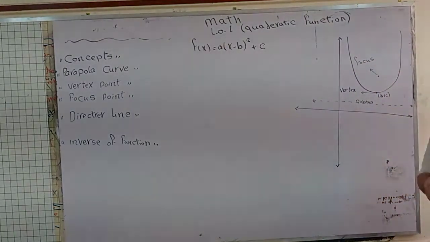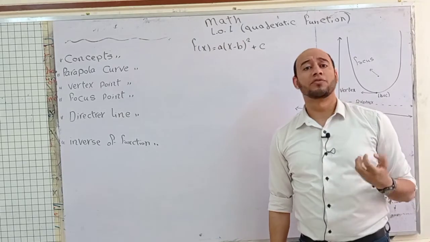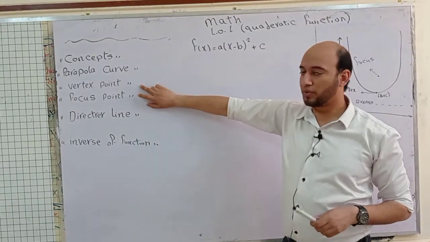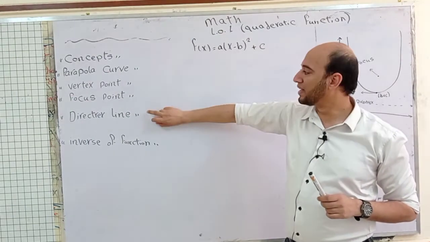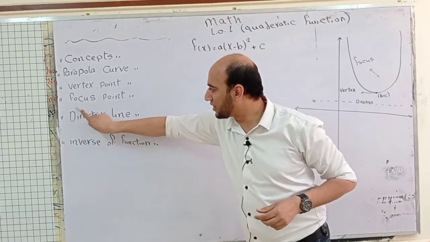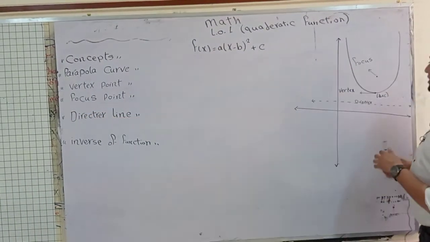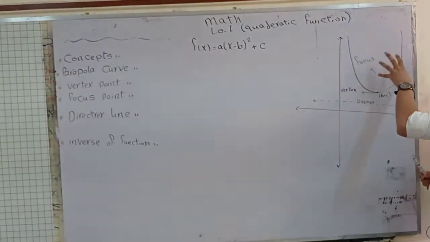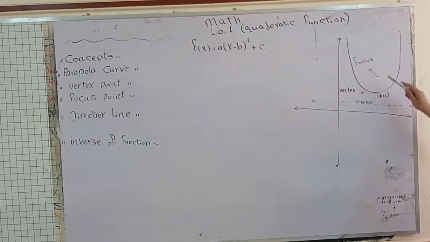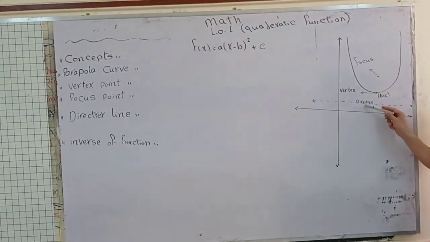Okay, now we will take other characteristics of the parabola curve. Other properties: the vertex point, which we have taken, the focus point, and the directrix line. The focus point and the directrix line are properties of the parabola curve. This point inside the parabola curve is called the focus point, and this horizontal line is the directrix line.